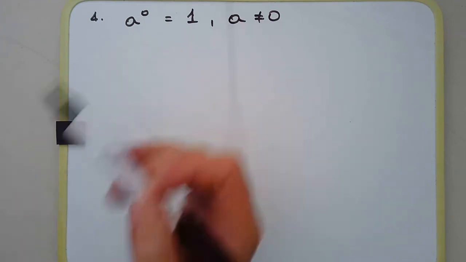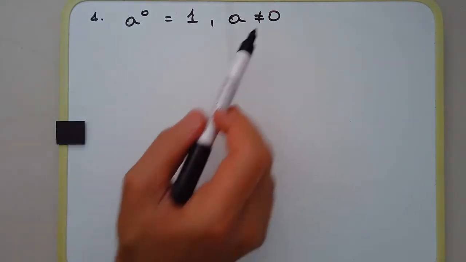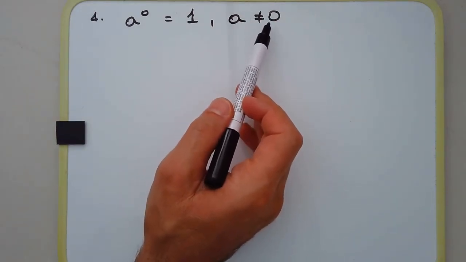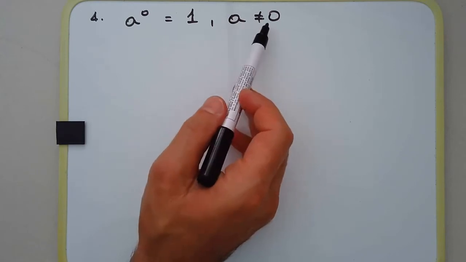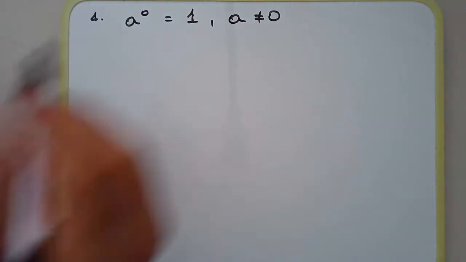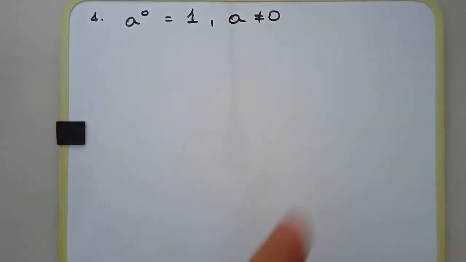Of course, a base of 0 doesn't make any sense anyway. But I think it's very important to note that a cannot equal 0. It can be anything else, but it just can't equal 0. You try 0 to the power of 0 in your calculator, see what happens. I think your calculator would be very happy with that.